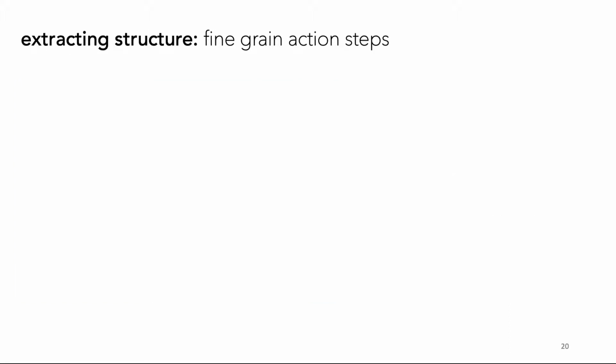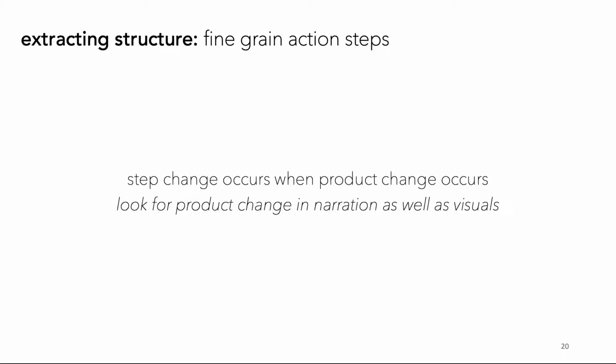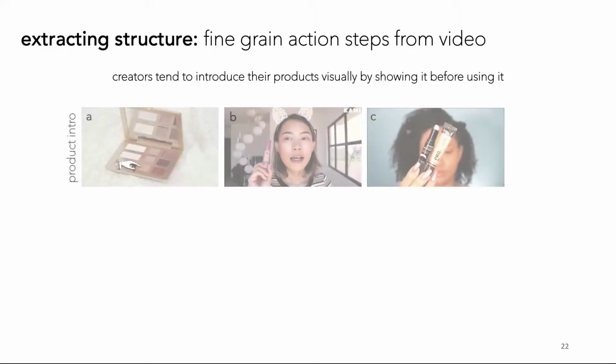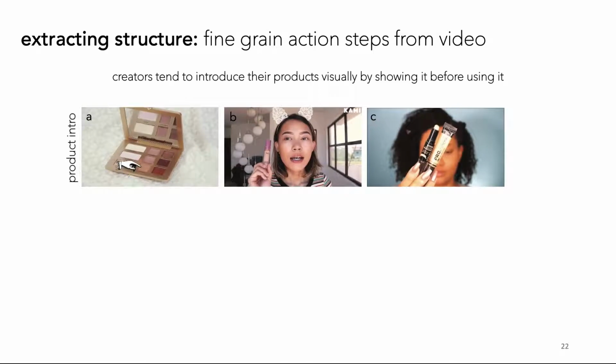Now, I'll talk a bit more about how we segment the video into fine-grained action steps as well as coarse-grained events. To first identify the beginning of a new action step, we look for product changes in both the audio and the video. For example, to find a new step boundary in the video, we leverage an observation that before creators use a product, they tend to introduce it visually by featuring it prominently in the scene as seen in this first row of frames.